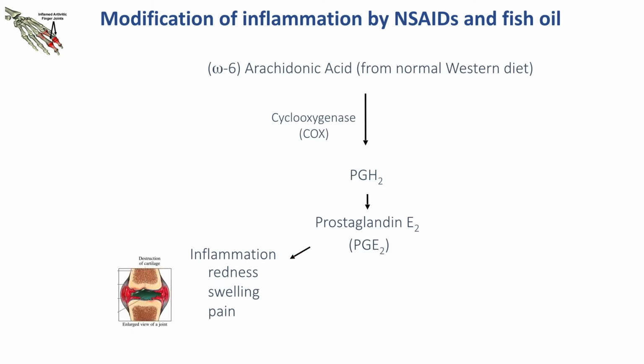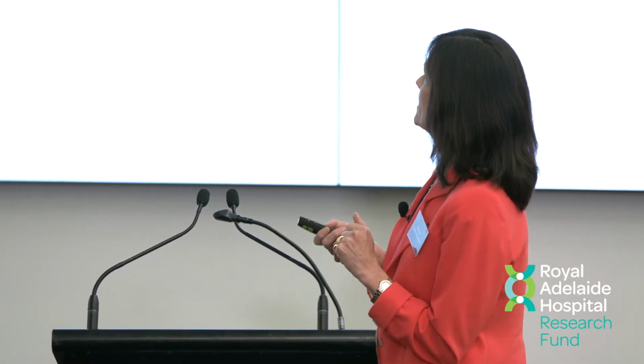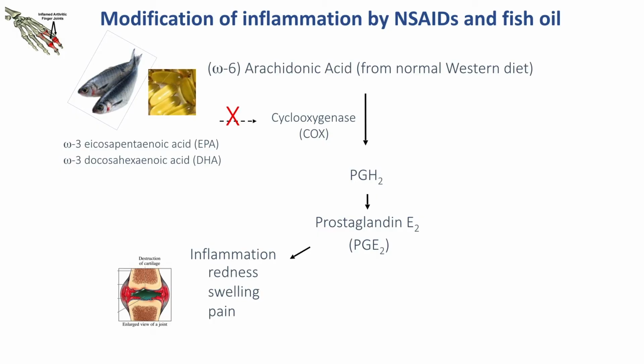Now, fish oil contains omega-3 fatty acids, EPA and DHA are two of these. You'll see them on the slide there. And they work by competitively inhibiting the cyclooxygenase enzyme. So when they are metabolized, then they produce different molecules which are actually anti-inflammatory and anti-clotting. So they control the symptoms, but they are much safer than non-steroidal anti-inflammatory drugs.